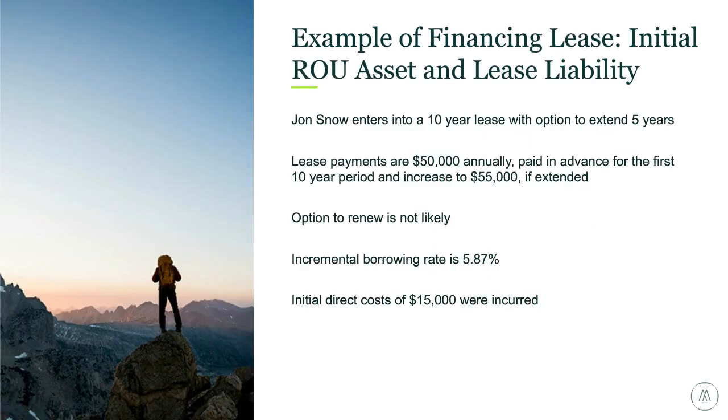Now let's walk through an example. John Snow enters into a 10-year lease with an option to extend for 5 years. The lease payments are $50,000 annually, paid in advance for the first 10-year period, and increased to $55,000 if extended. The option to renew is not likely. The incremental borrowing rate is 5.87%, and there are initial direct costs of $15,000 incurred. One of the key areas that I want to emphasize here before we move on to a few calculations and details that we'll go over is that the first payment would be $50,000 upfront.